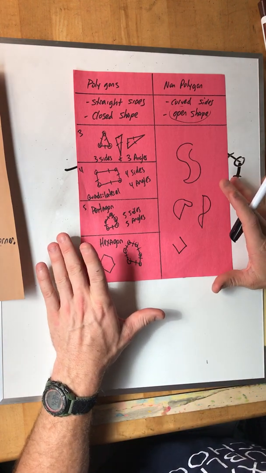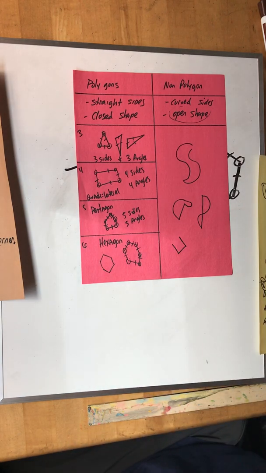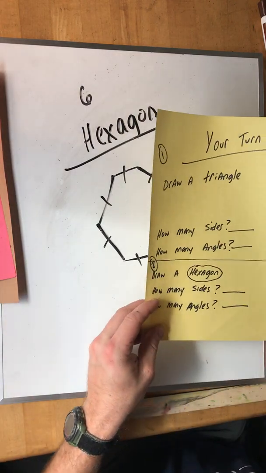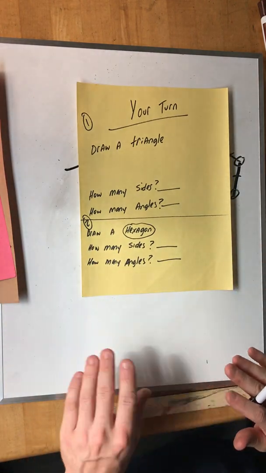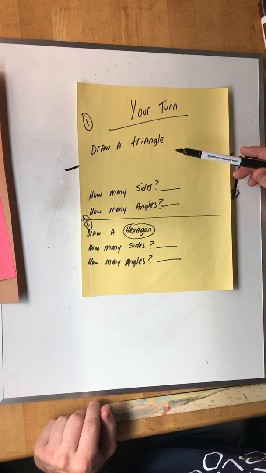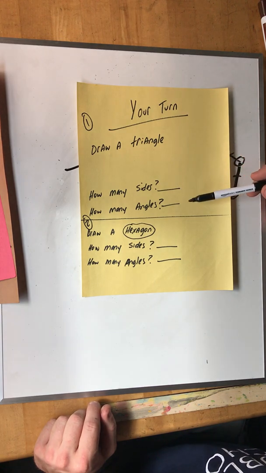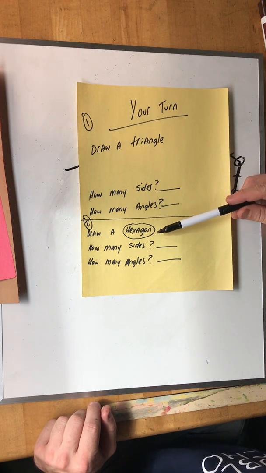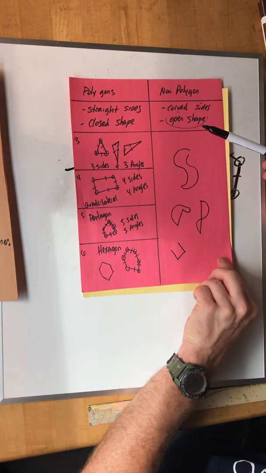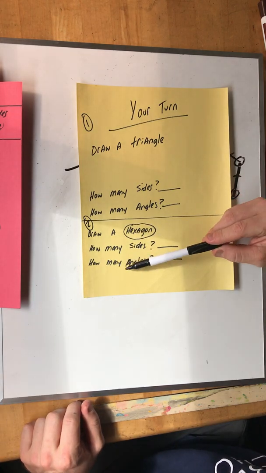If you take a picture of your chart and send this chart in, I'll give you bonus points. Send a picture on Class Dojo. All right, your turn. I'm not going to help you with these, but I'm going to walk you through it. Your chart will absolutely help you. First one, draw a triangle. How many sides? How many angles? Second one, draw a hexagon. Remember, look at your chart if you need to. How many sides? How many angles?